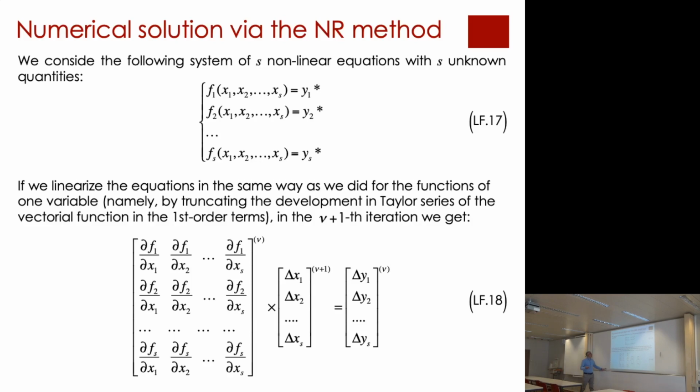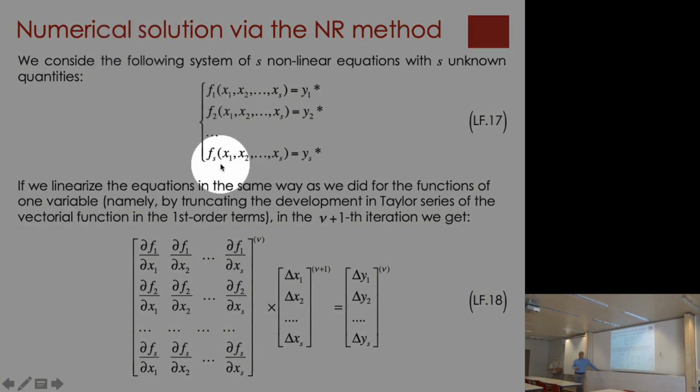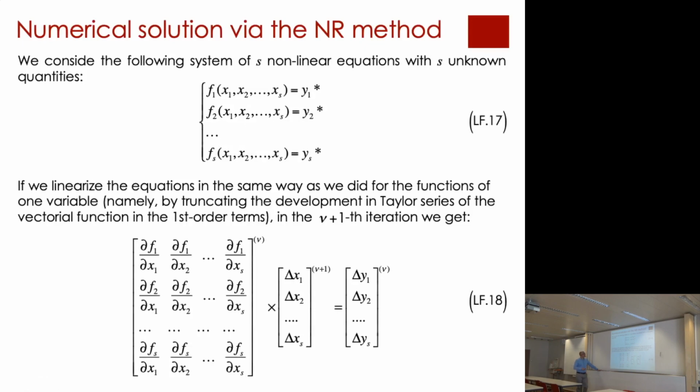So in this case, it's essentially the same story. The hypothesis is that the F1, ..., Fs have to be differentiable. Okay. So what I get is that I can express my nu plus 1 iteration as the Jacobian matrix of the F with respect to the X. So the Jacobian matrix is formed by the partial derivatives. The rows of the Jacobian are the partial derivatives of the Fi function with respect to the variables x1, ..., xs, times the array of the delta x equal to the array of the delta y. This is essentially how we write the Newton-Raphson method for a multidimensional problem of S equations in S unknowns.